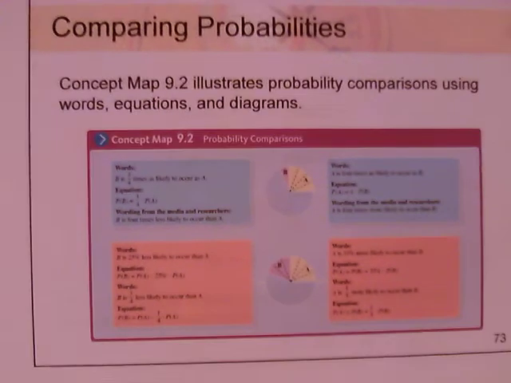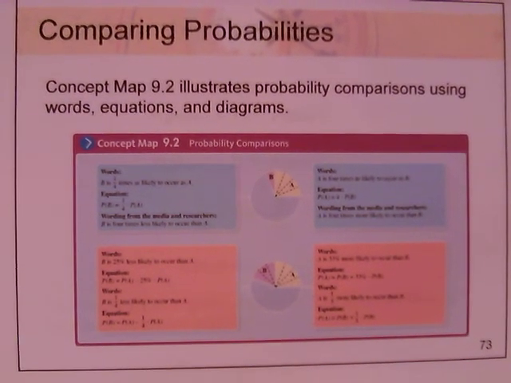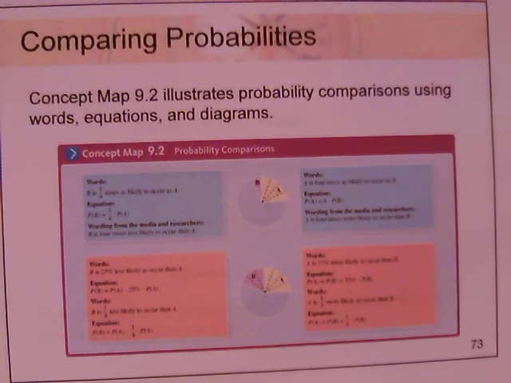Now, you'll have to look at this in your book, and I can also post this on Blackboard if you would like, but this is the concept map that illustrates probability comparisons using words, equations, and diagrams. Okay? But let's look at example 15 here.